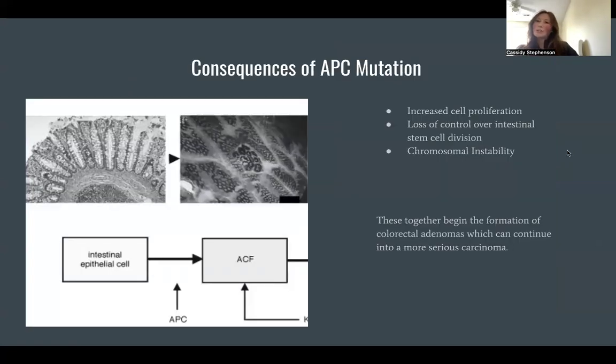So some consequences of the APC mutation is increased cell proliferation, which means beta-catenin is unable to degrade and will activate the LEF transcription factors, which drives the expression of genes that promote cell proliferation, and then the loss of control over intestinal stem cell division and chromosomal instability. These together begin the formation of colorectal adenomas, which can continue into a more serious carcinoma. And as we can see on the left, this is what it looks like when it's just the beginning of an adenocarcinoma forming.